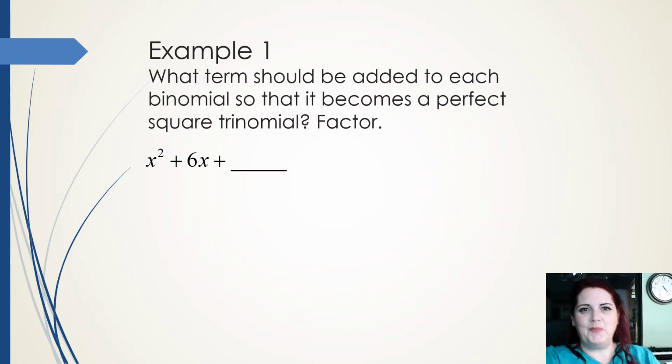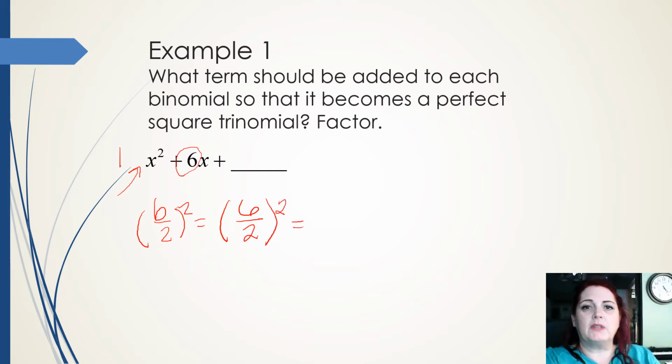Here's our first example. It says, what term should be added to each binomial so that it becomes a perfect square trinomial? And then we're going to factor this. Now, notice that our leading coefficient is 1, and that's going to be very helpful when we're completing the squares. So our b term, though, is 6. So to get b over 2 squared, we're going to take 6 divided by 2, and then we're going to square that. Now 6 divided by 2 is 3, so it's going to be 3 squared. 3 squared is 9, so we're going to add a 9 to that binomial.